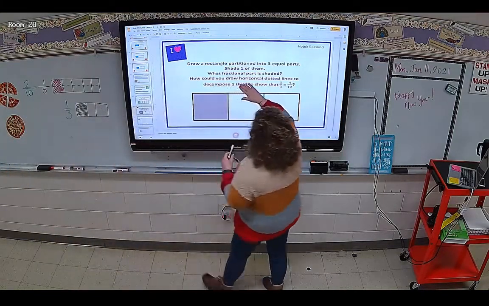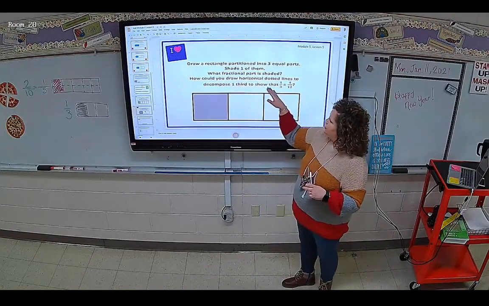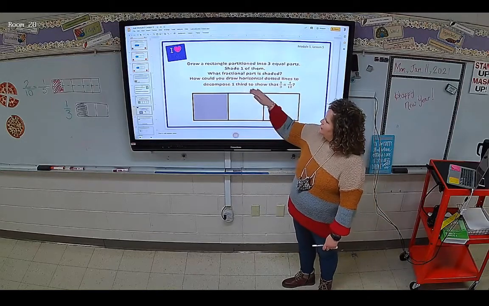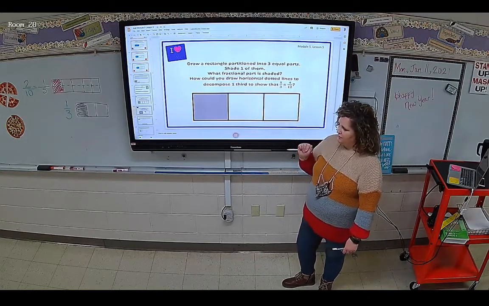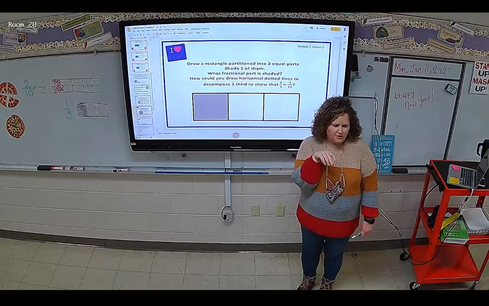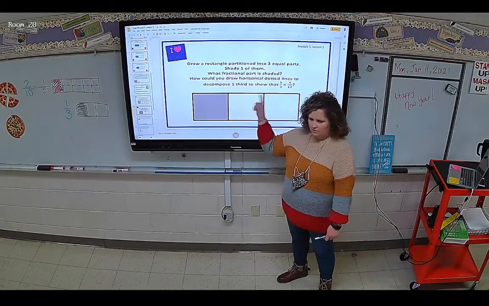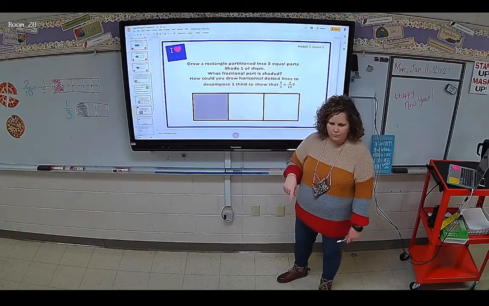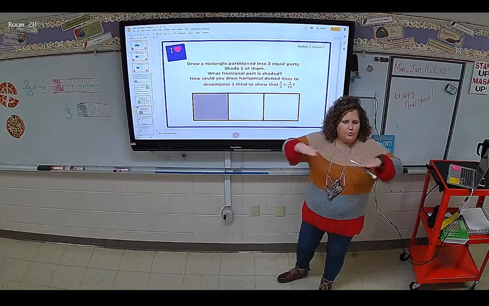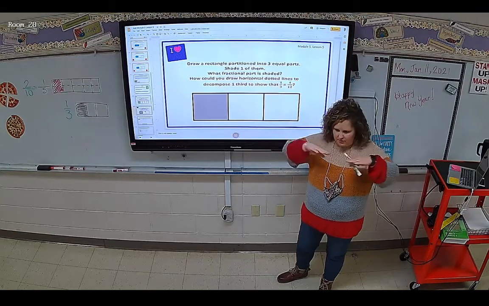How could you draw a horizontal dotted line to decompose 1/3 to show that 1/3 is equal to 4/12? That's a lot of words, isn't it? Okay, now let's do this. They're kind of challenging us. How can we take this and turn it into 4/12? I'm going to give you a clue. All we're doing is drawing our lines this way, our horizontal dotted lines.